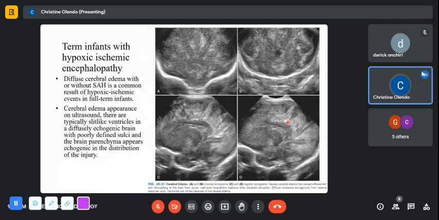So, term infants with hypoxic ischemic encephalopathy. You have diffuse cerebral edema with or without subarachnoid hemorrhage, which is a common result of hypoxic ischemic events in a full-term infant. So for cerebral edema in an ultrasound, you will see effacement of the Sylvian gyri, and the ventricles will appear slit-like. You won't be able to visualize them that well. And the brain parenchyma is also echogenic.